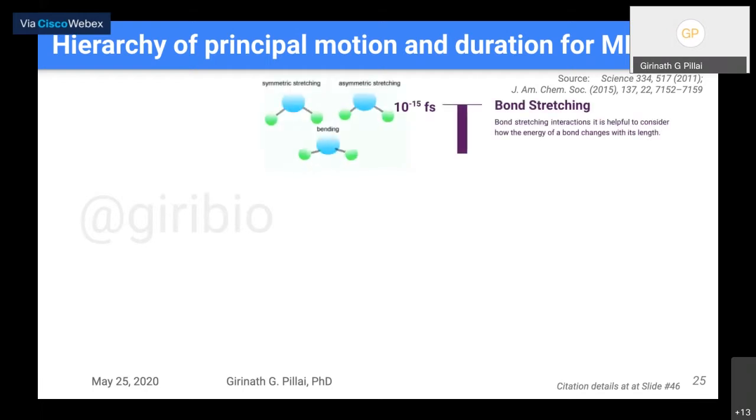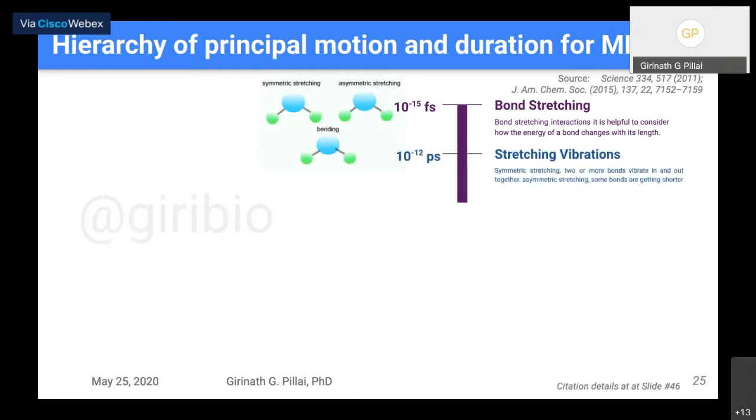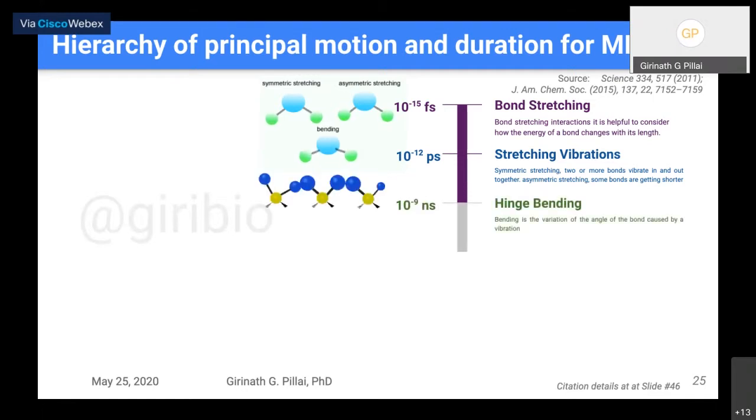For the bond stretching interaction, it is helpful to consider how the energy of a bond changes with its length. As you can see, there is symmetric stretching and asymmetric stretching, as the picture itself is self-explanatory. Then coming to stretching vibrations: symmetric stretching, where two or more bonds vibrate in and out together; asymmetric stretching, where some bonds are getting shorter and the others are not. Then we have hinge bending, left and right, up and down, one is up and one is down, or vice versa. So bending is the variation of the angle of the bond that is caused by vibration.